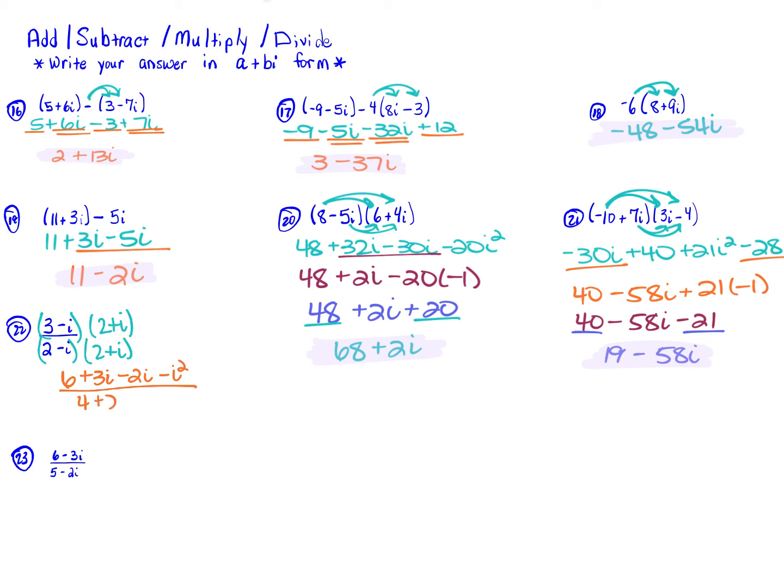2 times I is 2I. Negative 2 times I is negative 2I. And negative I times I is negative I squared. This then simplifies when you combine like terms to be 6 plus I minus negative 1 all over 4. Those two I's cancel since they're opposites, minus negative 1. The double negatives turn into positives. So 6 plus 1 gives us 7 plus I over 4 plus 1, which is 5.